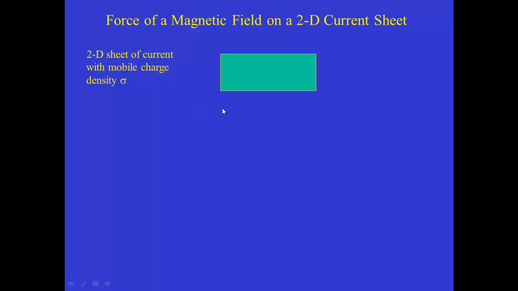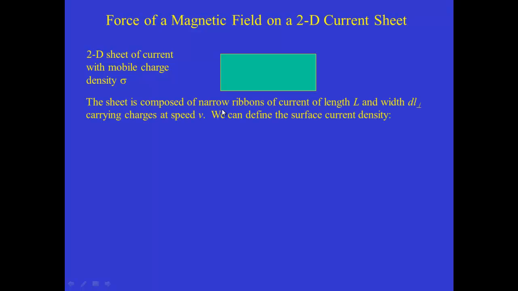So there's our sheet, and what we're going to do now in analyzing the behavior of the current and how a magnetic field affects it is we're going to imagine that the sheet is broken down into many narrow ribbons of current. And these have length L, they have width dl prime, dl perpendicular, because it's along a direction perpendicular to the current flow, and they're carrying charges at a speed v. And what we'll now do is define a new term that's called the surface current density. And this is what K represents in the sketch. The arrow indicates the direction of the charge flow.